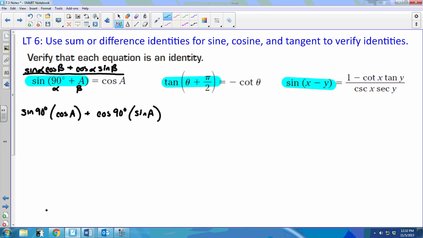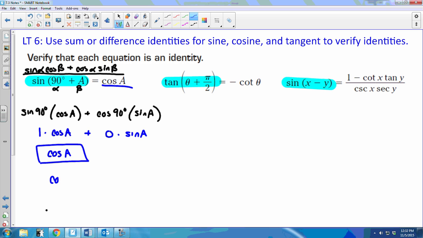Sine of 90 and cosine 90 are in the unit circle. They're actual values. So the sine of 90 is 1, and the cosine of 90 degrees is 0. So 1 times cosine A is cosine A. And 0 times sine A is 0. So we have cosine A is all that's left over, and that's what it's supposed to equal. So cosine A equals cosine A.